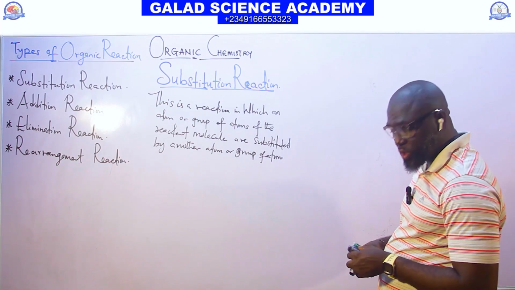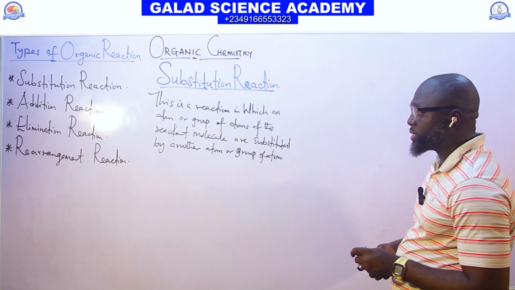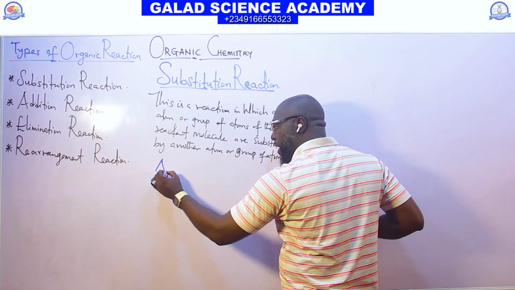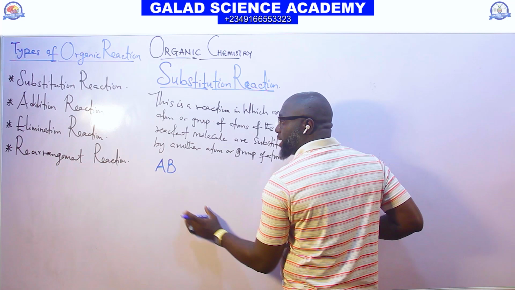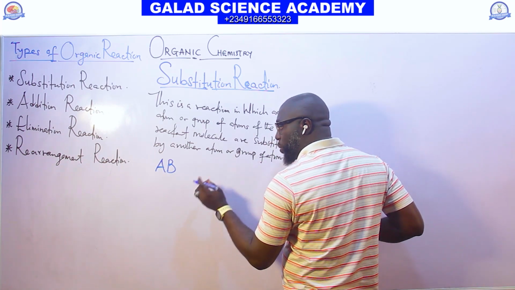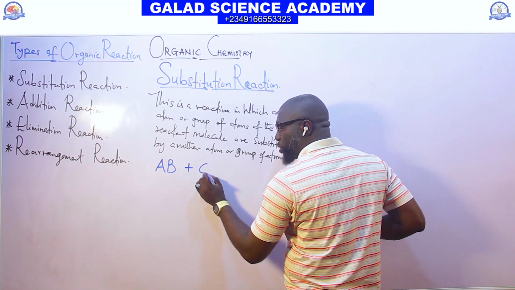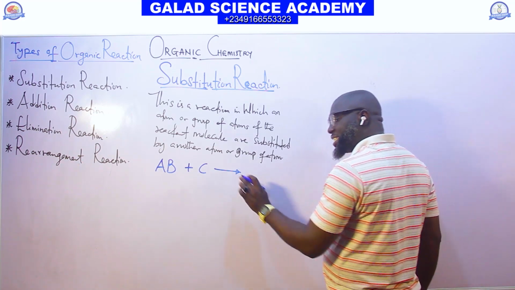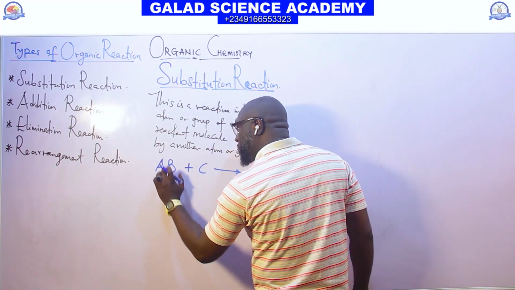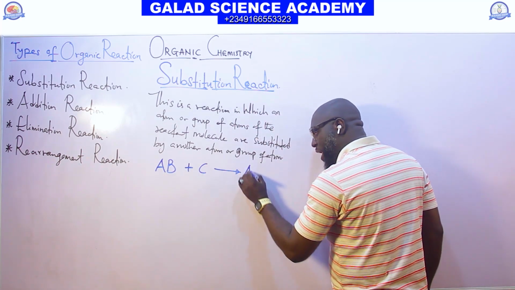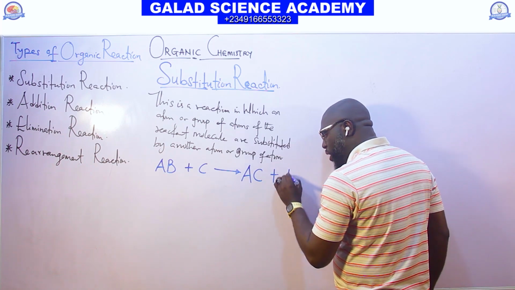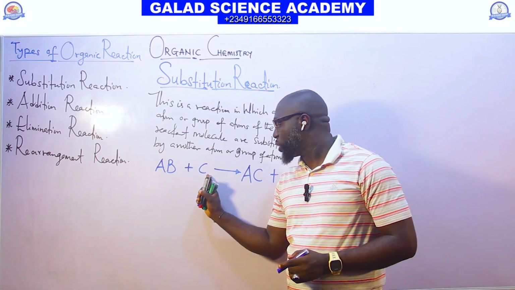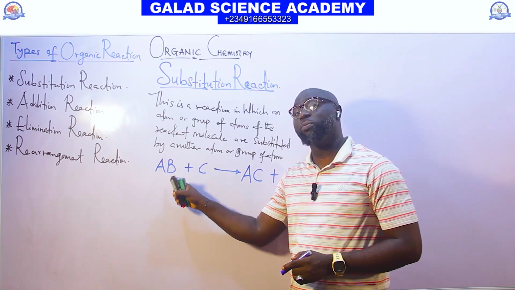If you are talking of substitution reaction, it is a reaction in which, if you have A and B as a compound or molecule, and we have atom C react with it, this C will substitute, will replace B here. You now have A C plus B. So in substitution reaction, we use C to substitute for B, to replace B.